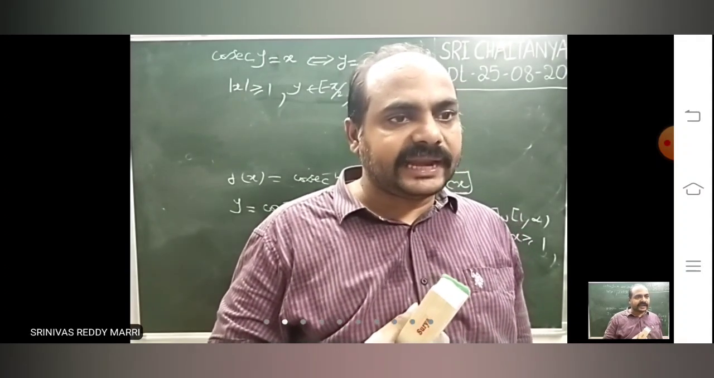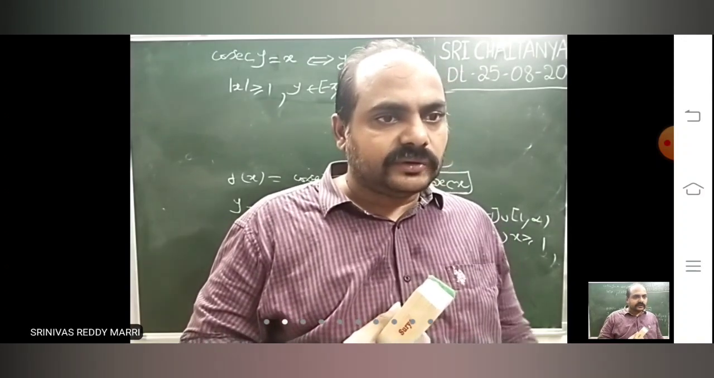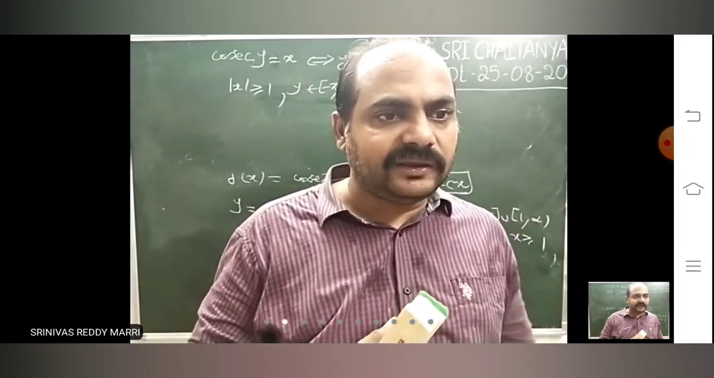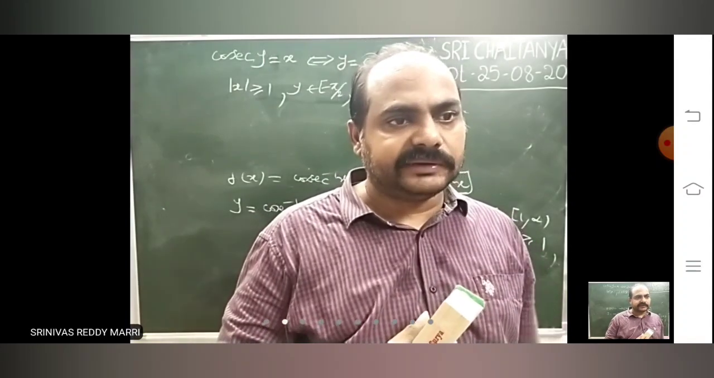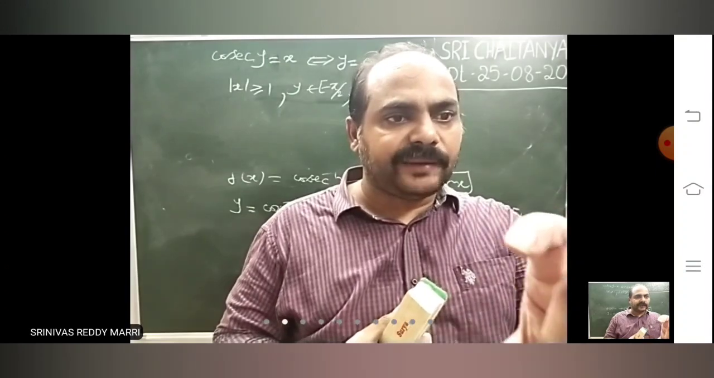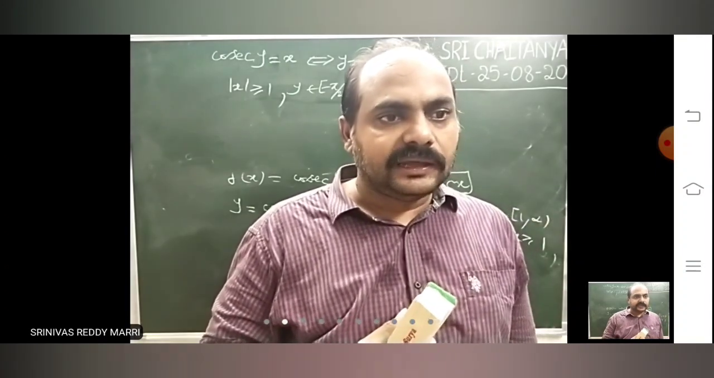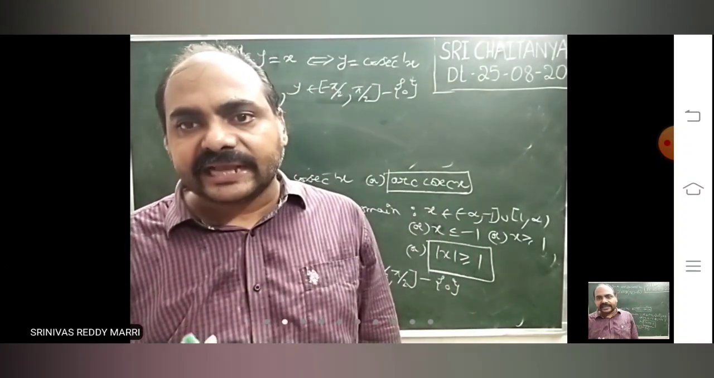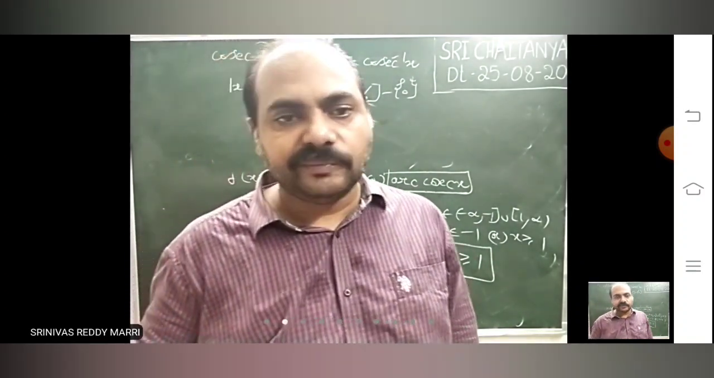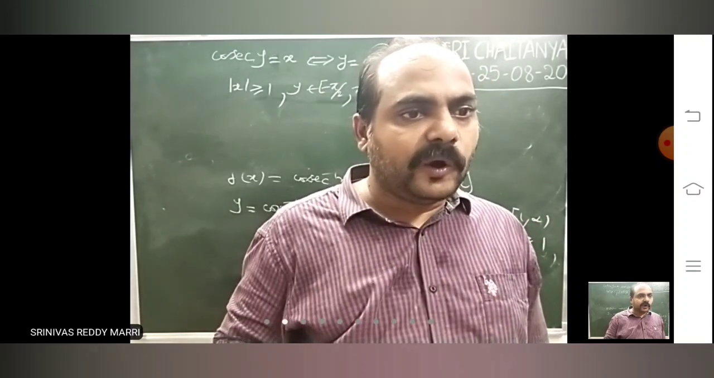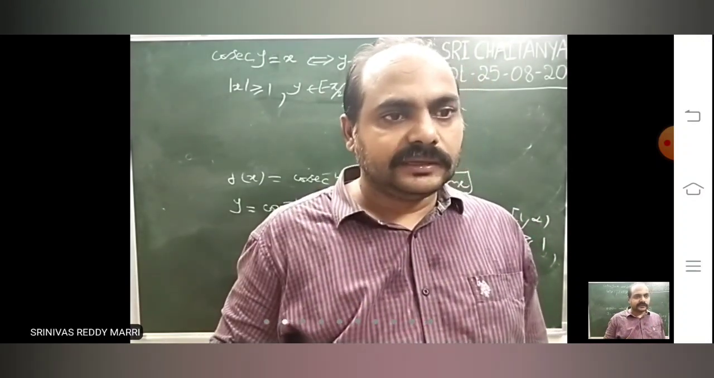Tan inverse x: x belongs to R. It will be defined whenever x is a real value. Domain is all real numbers. Range is open minus pi by 2 to pi by 2. Cot inverse x: domain is x belongs to R, minus infinity comma infinity. Range is open 0 comma pi.